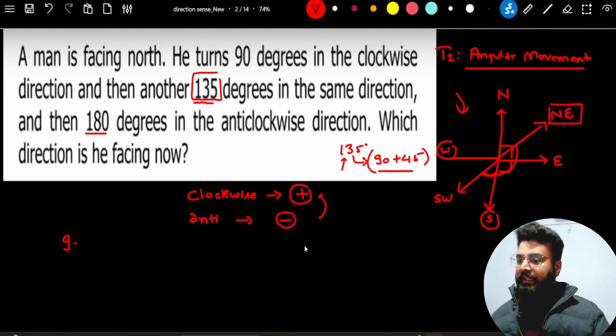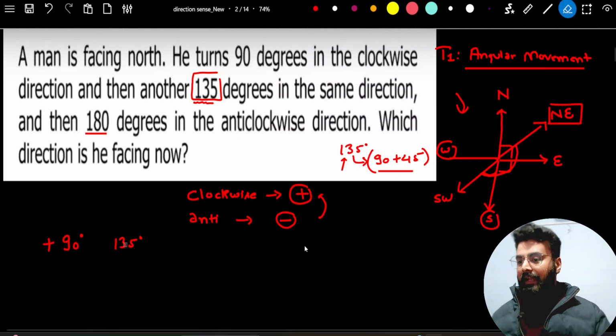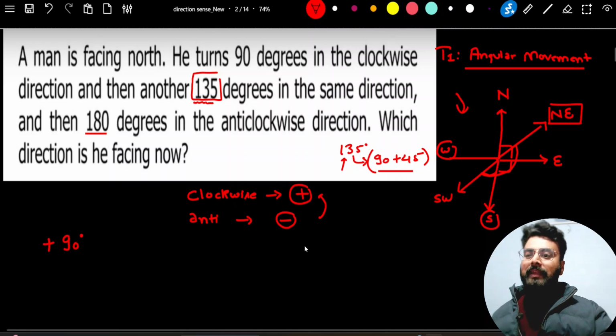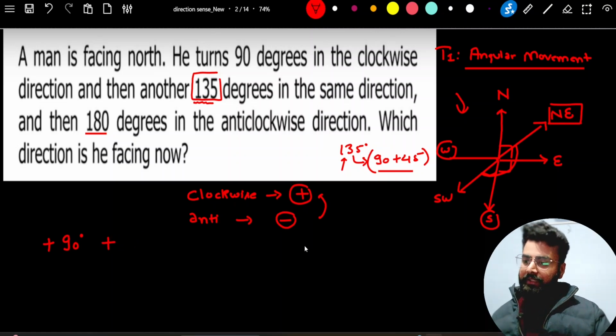So let us write down all the turns with the help of signs. A 90 degree turn clockwise, a 135 degree clockwise turn. So instead of writing 135 degree, I'll break 135 degree. Why? Because it will make my calculation easy. That's all. So let's write 135 as 90 plus 45. Since it's a clockwise turn again, it's the same direction.